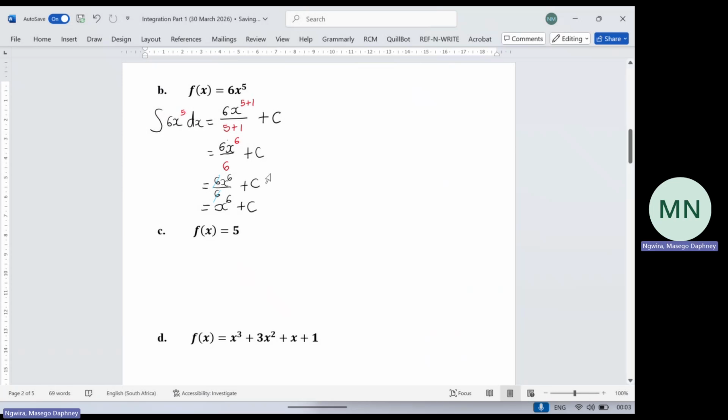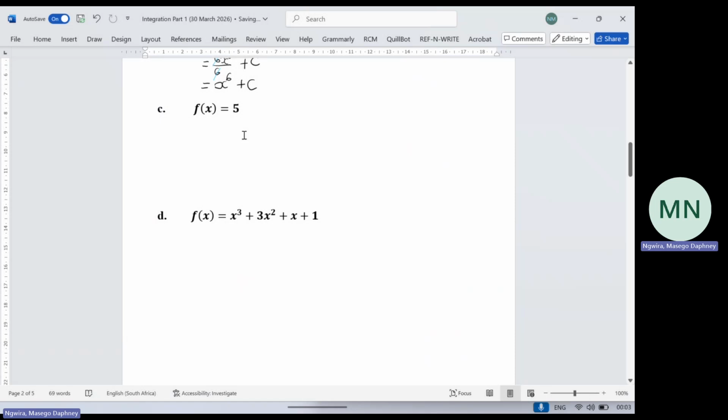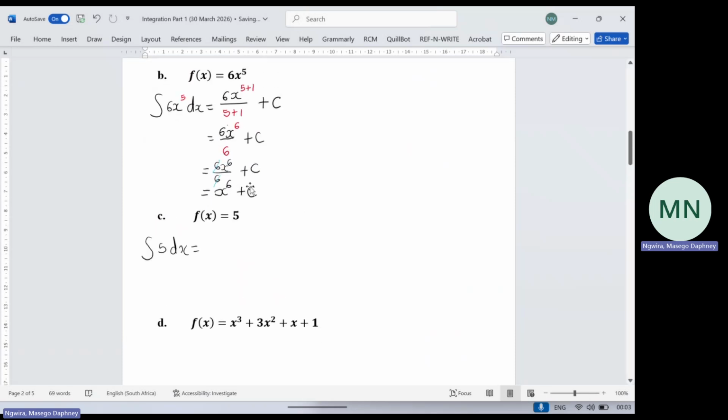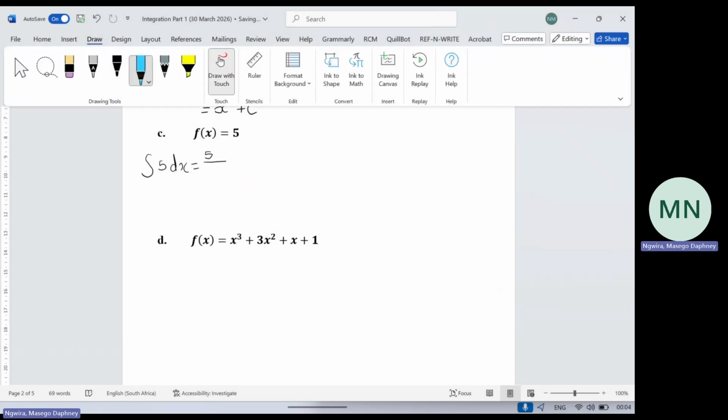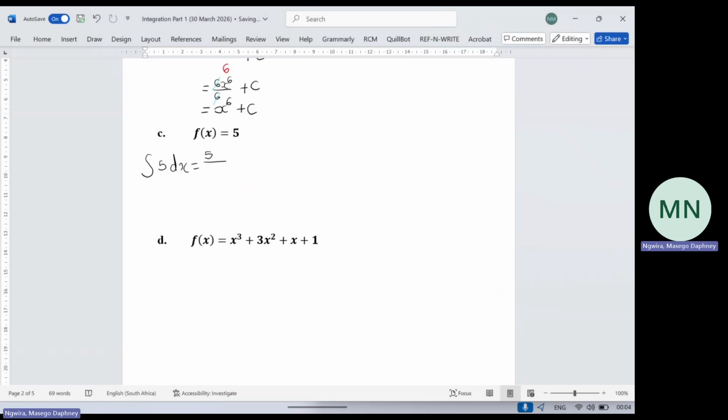And then we move on to see what happens if we integrate a constant. If you're integrating a number without the variable, we have the integral of 5 with respect to x. It's going to be 5 times x to the power of 0, because we didn't have x, then you say plus 1, and this will be 0 plus 1.